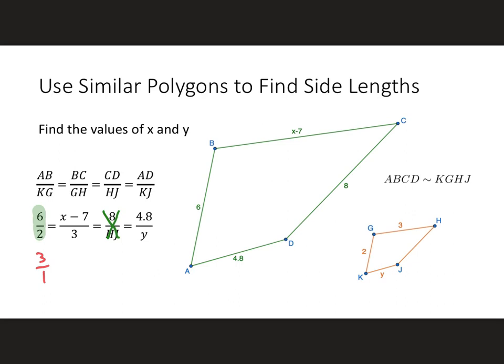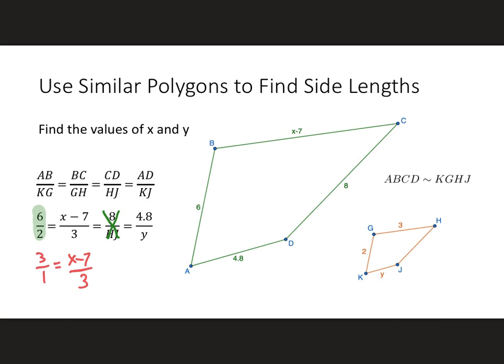And that's because we know that they're similar. We have a similarity statement, and all we need is one set of corresponding sides to reduce to our scale factor to know that that will be the same scale factor for each of the other pairs of corresponding sides. So now I can make a proportion where 3 over 1 equals x minus 7 over 3. By solving this proportion, we'll be able to find what the value of x is.